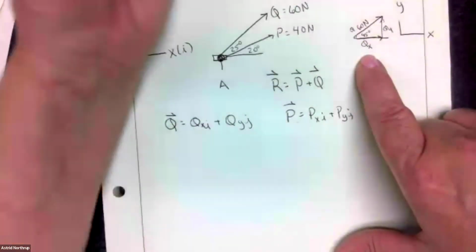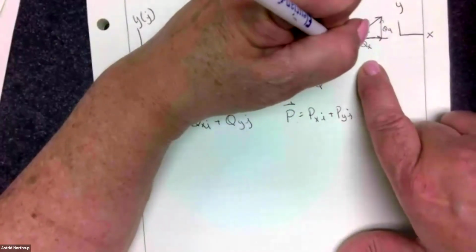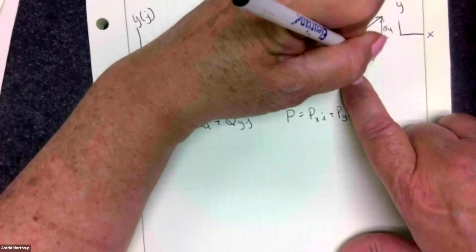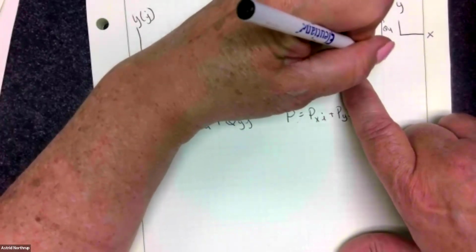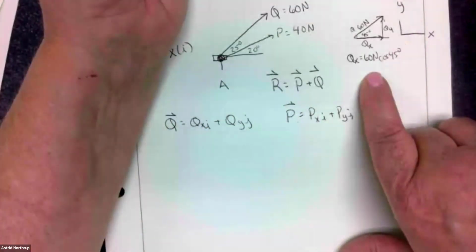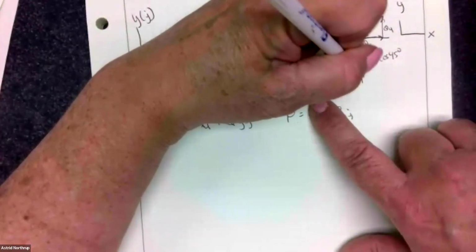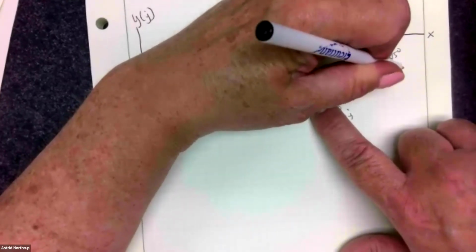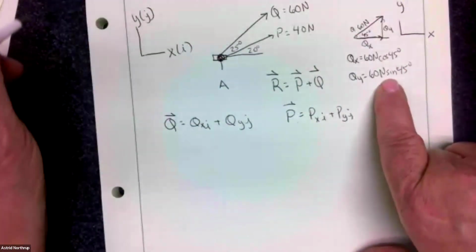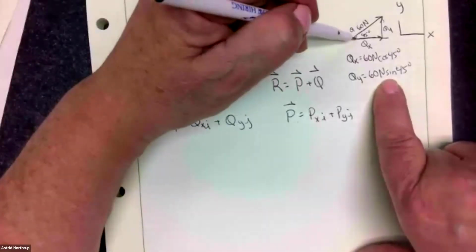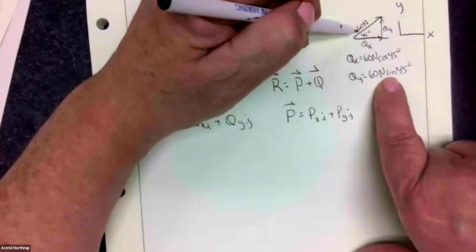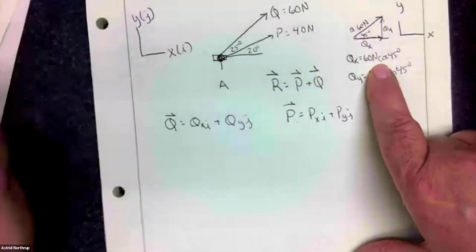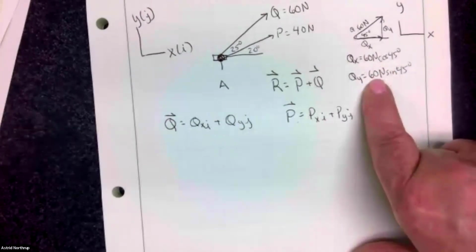All right, if I look at that as being a right triangle, I can just use a little right triangle trig. I can say Q sub X must be equal to 60 newtons times the cosine of 45 degrees, and Q sub Y has to be 60 newtons times the sine of 45 degrees. Because as you remember, sine is opposite over hypotenuse, and cosine is adjacent over hypotenuse.